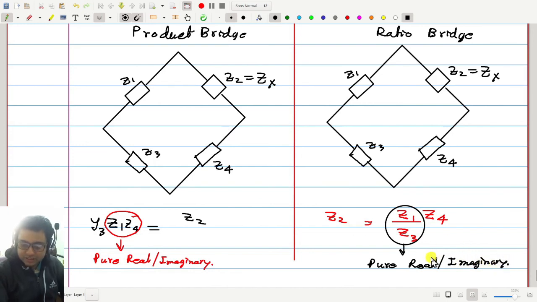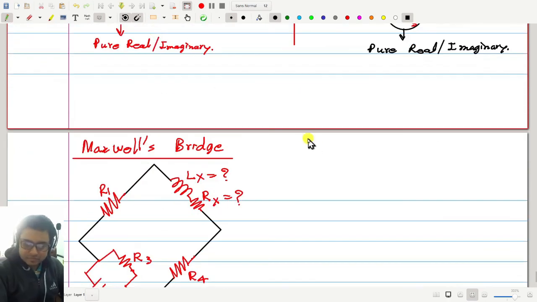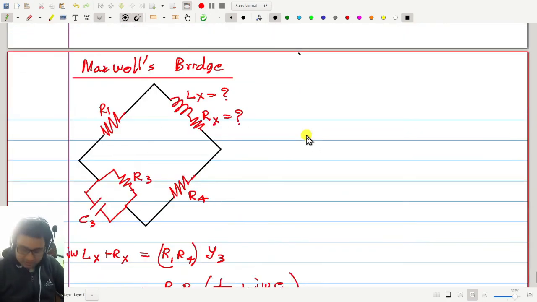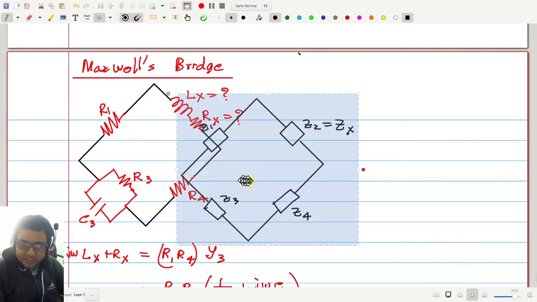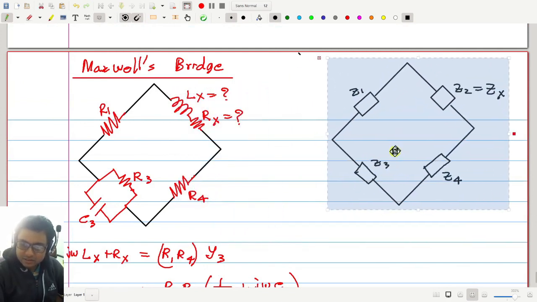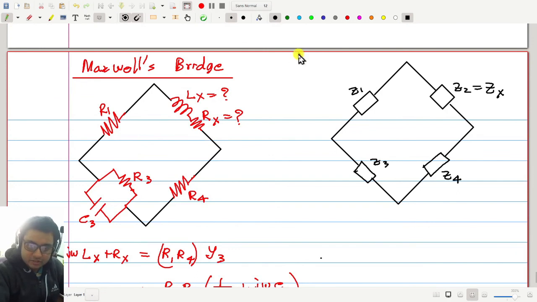If I do this, then I can easily equate the real part of Z2 with the real part of Z4 multiplied by this, and the imaginary part of Z2 will be equated to the imaginary part of Z4 multiplied by this. It will be so simple. Okay, let me take an example to illustrate how simple it becomes.